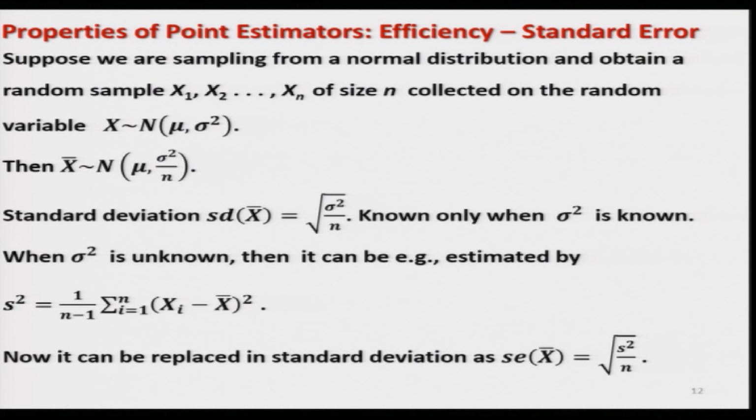So, now let me try to take a simple example to explain this feature. Suppose we have a random sample x1, x2, ..., xn of size n from normal(mu, sigma square). Then we know that the sample mean of x1, x2, ..., xn will follow a normal distribution with mean mu and variance sigma square upon n, which we have already done.